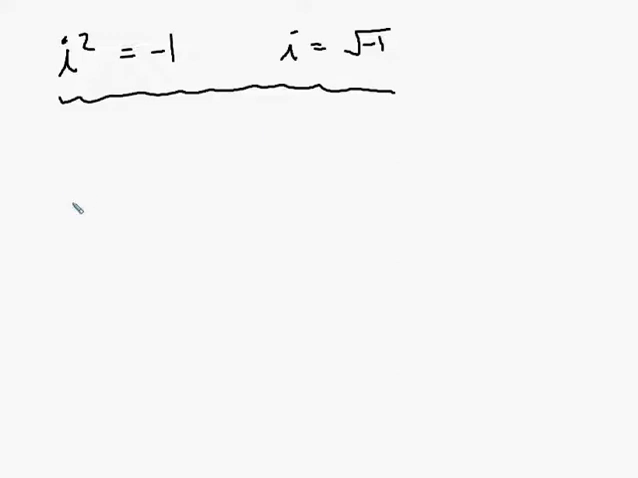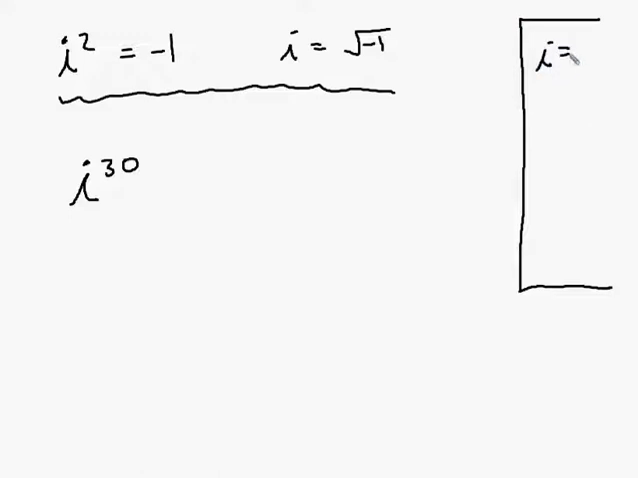What if I had i to the 30th? For some reason I had that. Well, let's see if I can get some other i's on my table here. I'm going to want 4 of them. So i is root negative 1. i squared: if I square this, the root goes away, so I have negative 1.